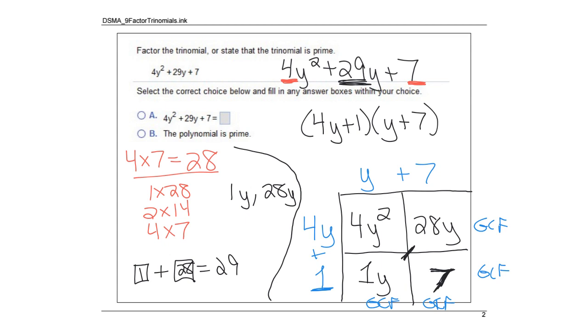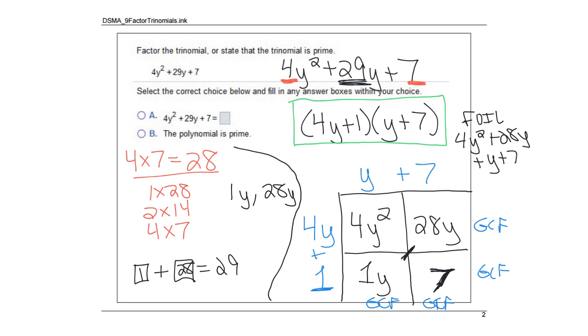And again, you could foil this to check your work. Let's go ahead and do that with this one. Let's come over here to the side and we're going to foil. All right, so we have 4y times y gives me 4y squared. 4y times 7 is 28y. 1 times y is plus y, and then plus 7 on the end. And so if I add that together, I would get the 4y squared plus 29y plus 7. So I am good to go.